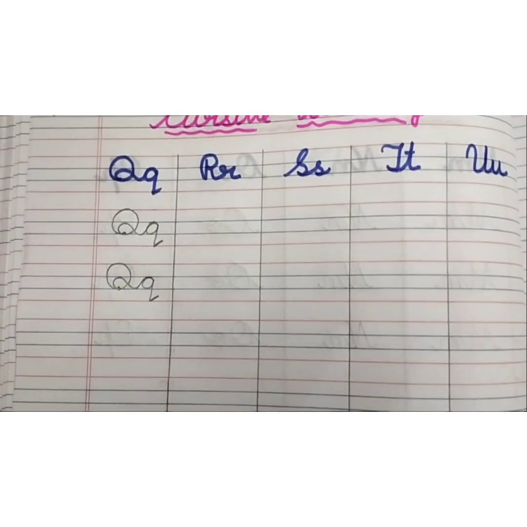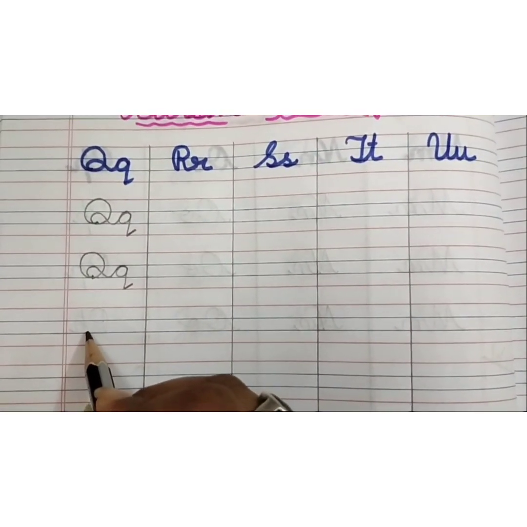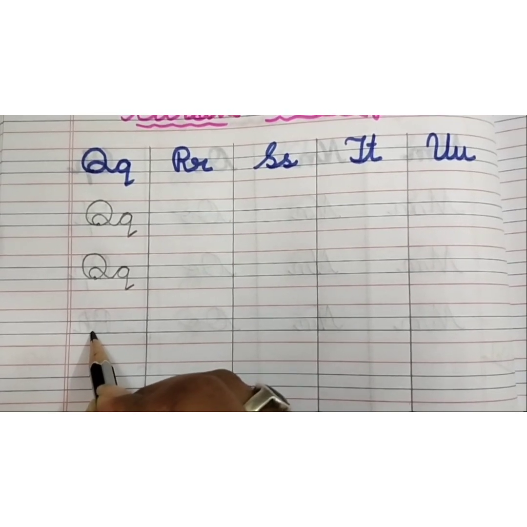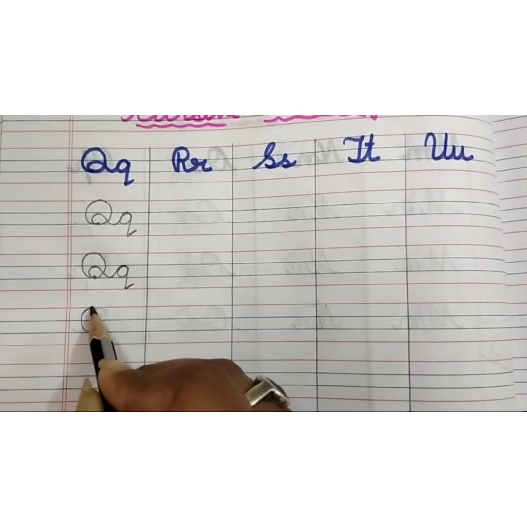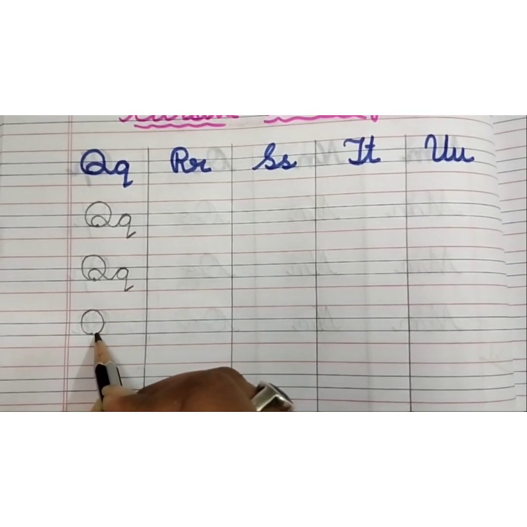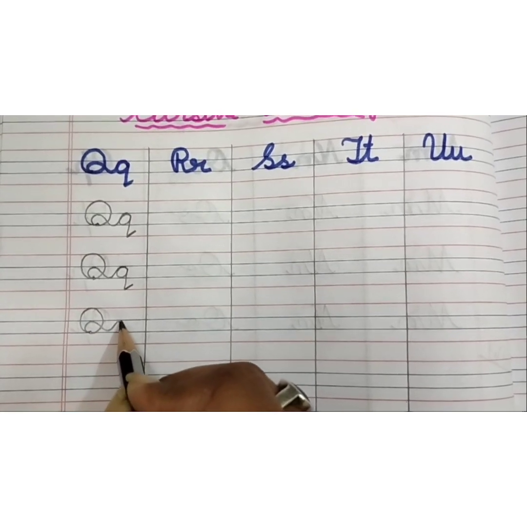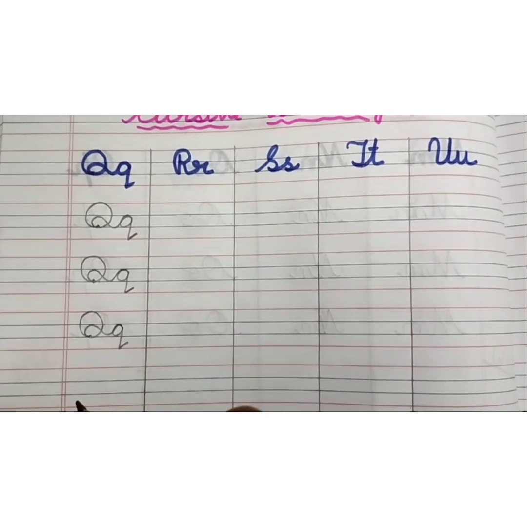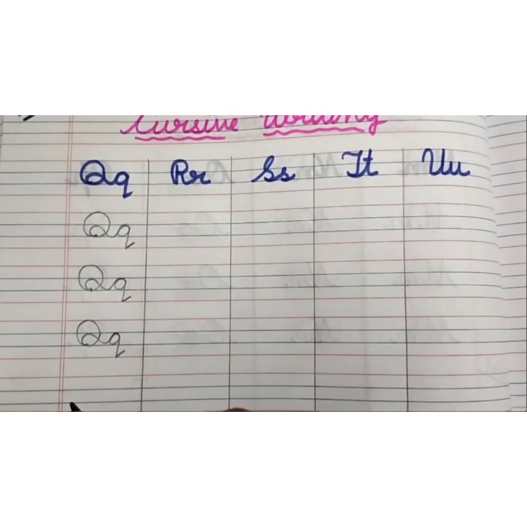Hope you have understood how to write Q. Again I am showing you. Please follow it properly. From here, this is our starting point. From this third line, we have to go up to the red line and make a circle in anti-clockwise. Then from here, we will join and we will write small letter Q. So children, in this way, we will write Q.